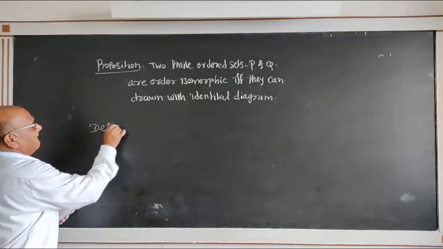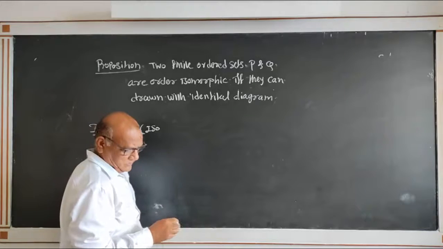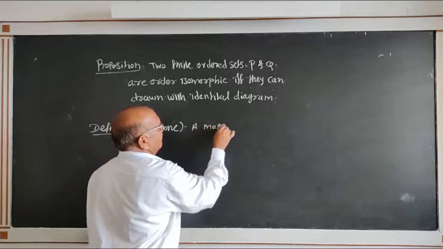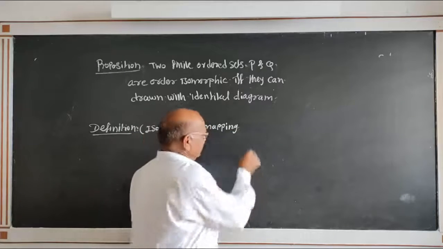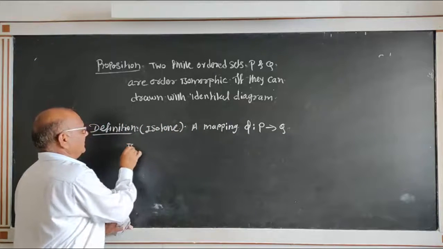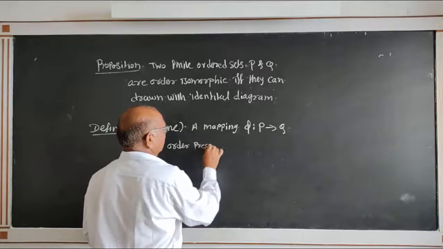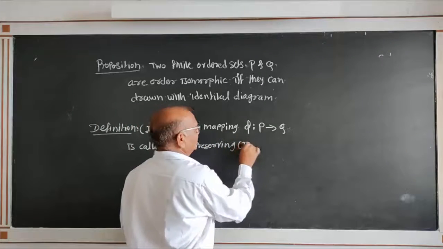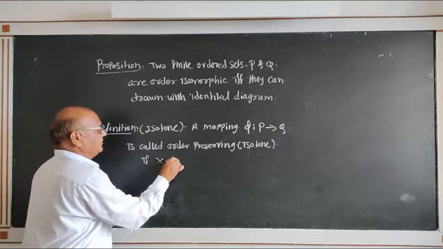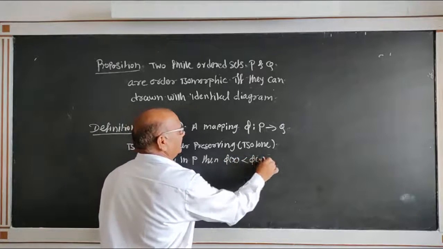Now one definition: isotone. A mapping phi from P to Q is called order preserving or isotone if X related to Y in P implies phi of X related to phi of Y in Q.